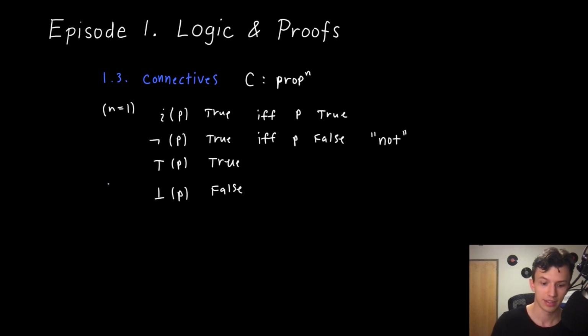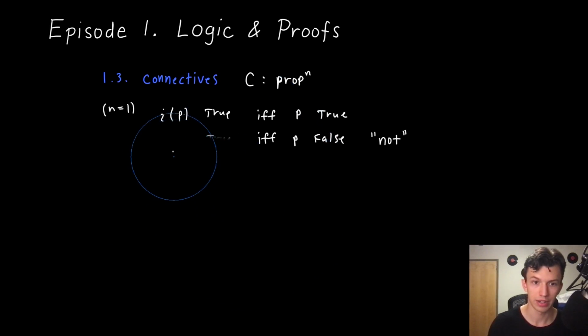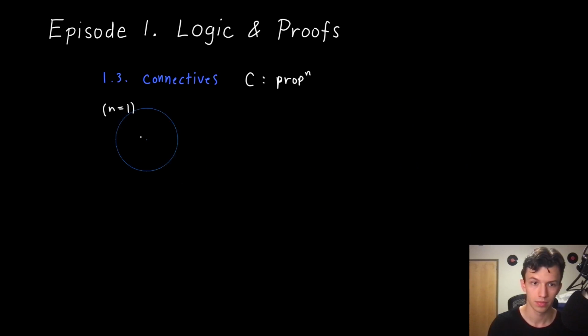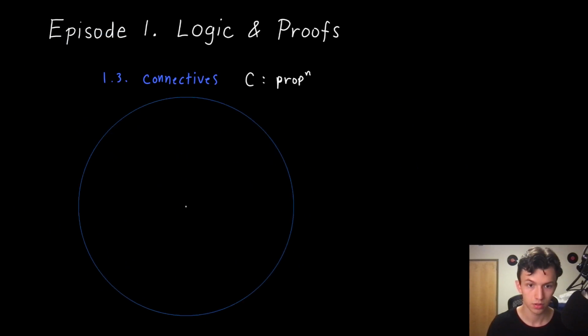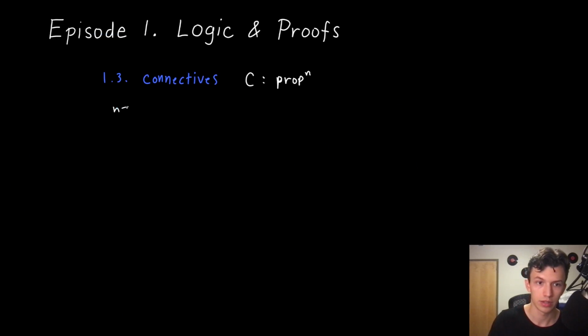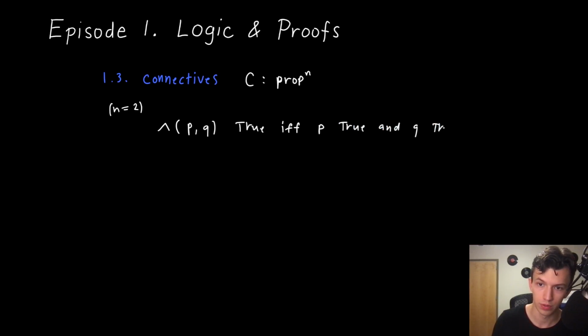Now let's look at n equals 2. Okay, so binary connectives. We have, let's start off with the conjunction. So the conjunction of P and Q is true if P is true and Q is true. Okay, so the conjunction is the AND connective informally.